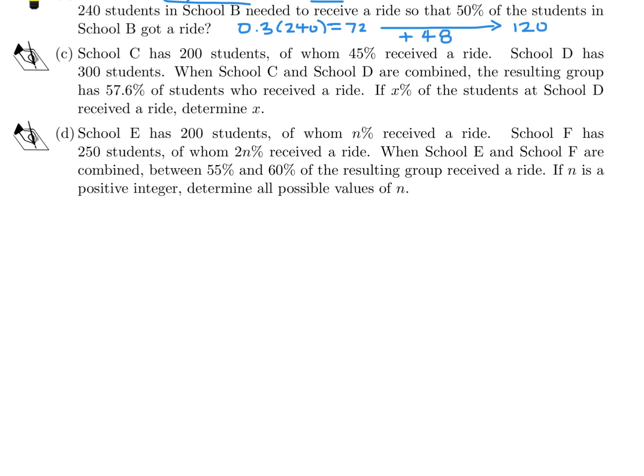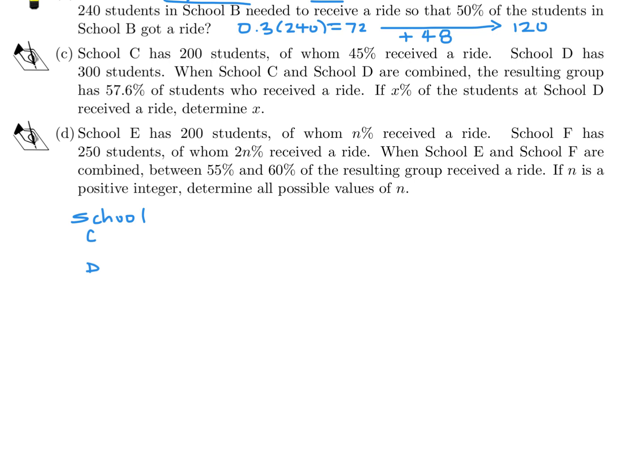School C has 200 students, of whom 45% received a ride. School D has 300 students. When school C and D are combined, the resulting group has 57.6% of the students who received a ride. If X% of the students at school D received a ride, determine X. All right, so let's just write the school name here. School C and school D.